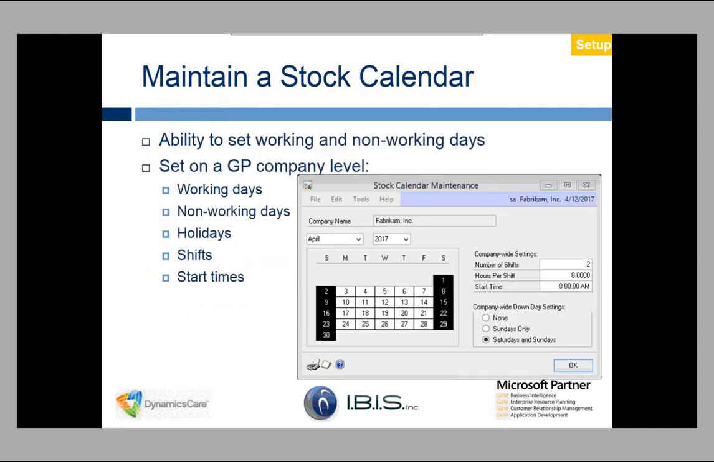So here's a screenshot of what that window looks like. The things that you're able to set in this calendar are the working days and the non-working days. You can select using the radio button if you work Sundays and Saturdays. You can also choose what kind of shifts you have set up. If you only have one shift and it starts at 8 a.m., or if you have multiple shifts or 3 shifts throughout the night. You can also choose the number of hours per shift. So if it's always an 8-hour shift, or if you have 10-hour shifts, you can enter that here.